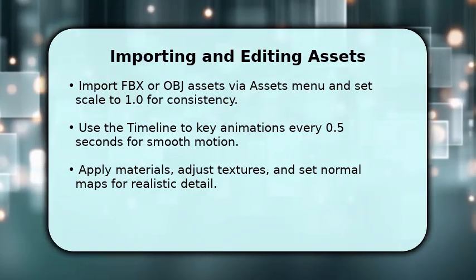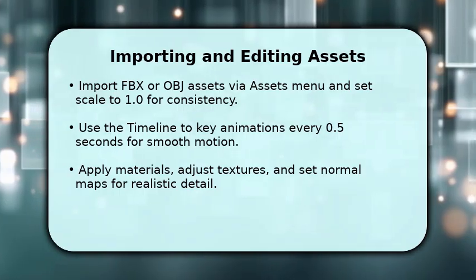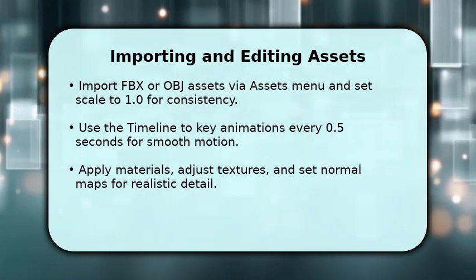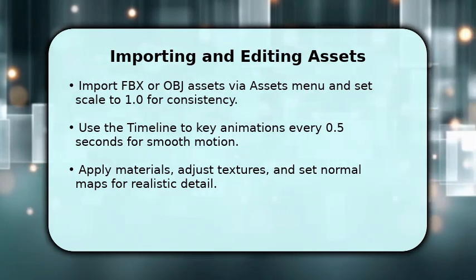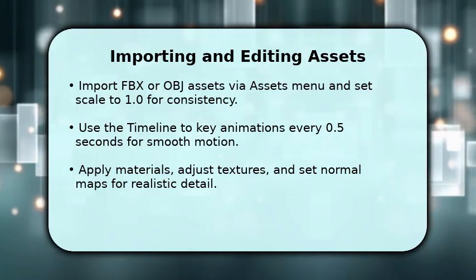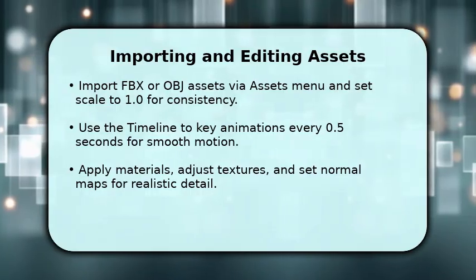Use the timeline to add keyframes and animate properties, placing keyframes every 0.5 seconds for smooth motion. Use the transform gizmo to move, rotate, and scale with precise numbers in the inspector. Test animations in play mode and iterate until movements feel natural.